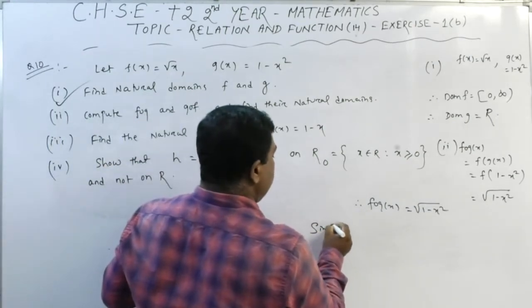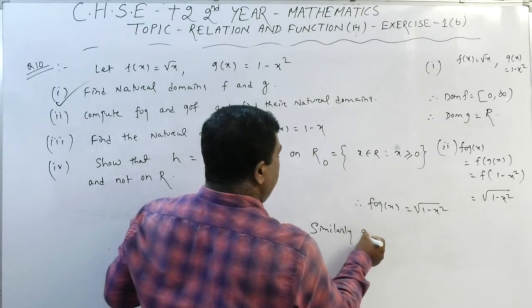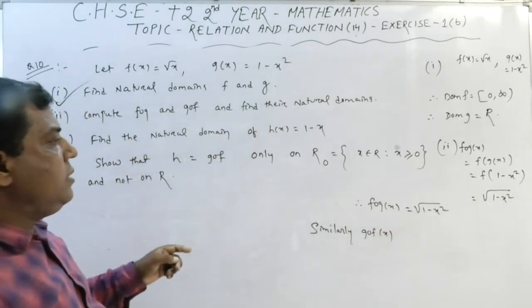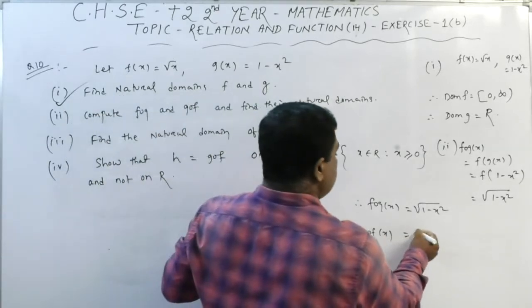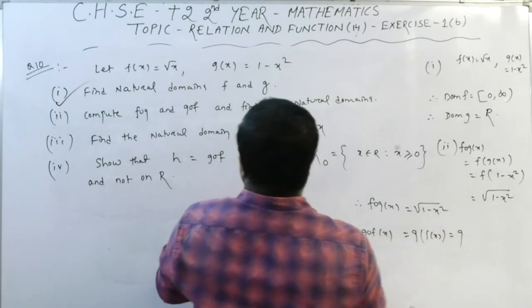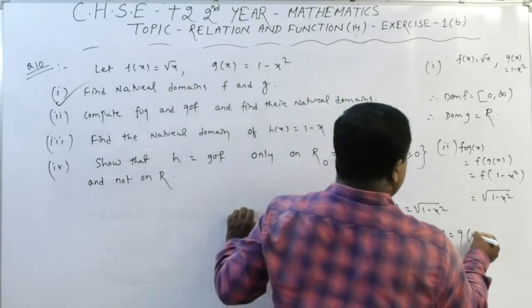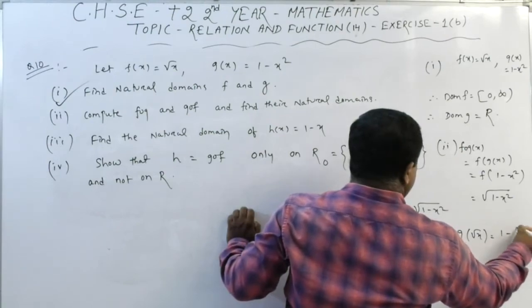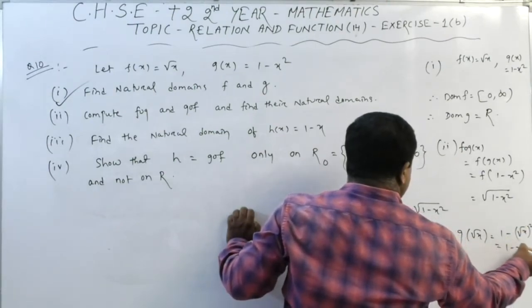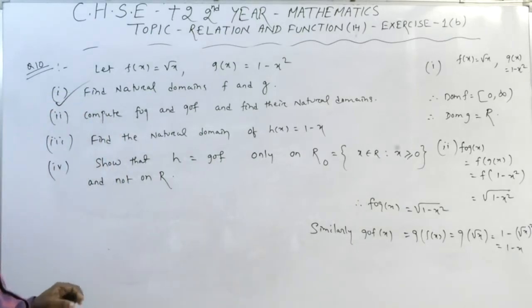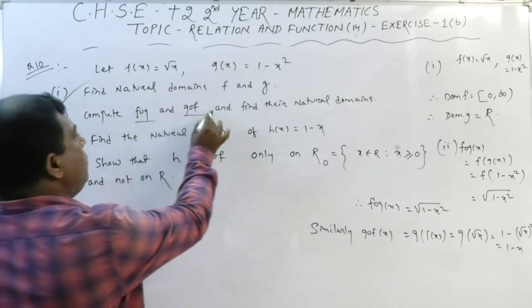Similarly, you can ask me, what is gof x? It is g of f of x. And what is g of f of x? f of x is root x. So it is 1 minus root x squared, so you can say 1 minus x. Clear? In this way we are able to find both the compositions fog and gof.